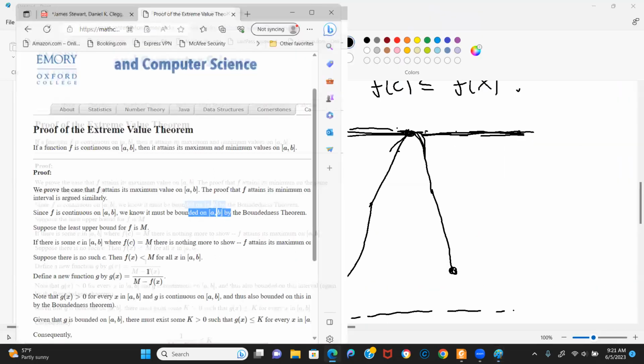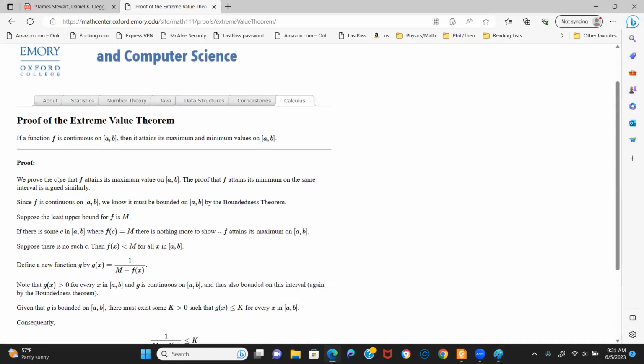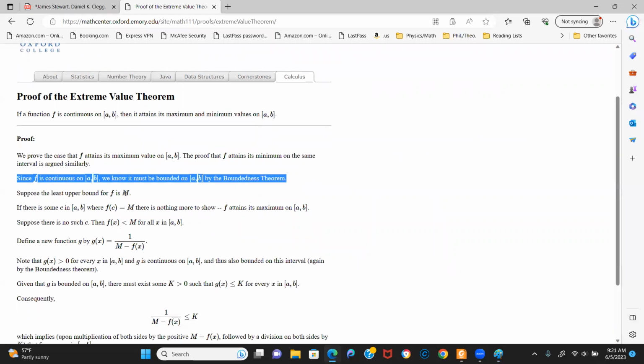All right, so how does that help us? Well, if it's going to be bounded, so you have this function, it's continuous on this interval, then you know it has to be bounded on the interval. And so you can call your upper bound M, and you can say it's actually a least upper bound. It's the smallest upper bound. There are going to be lots of upper bounds for your function, but there's going to be a smallest one.